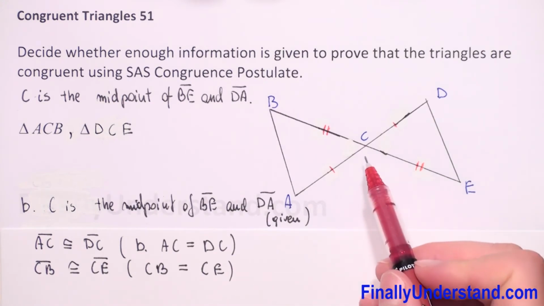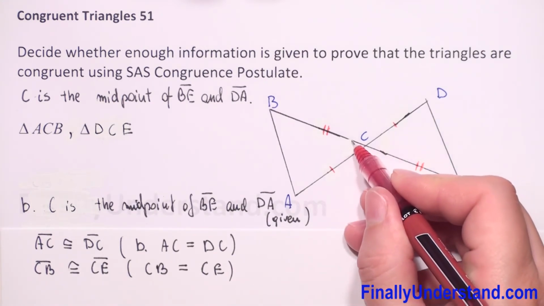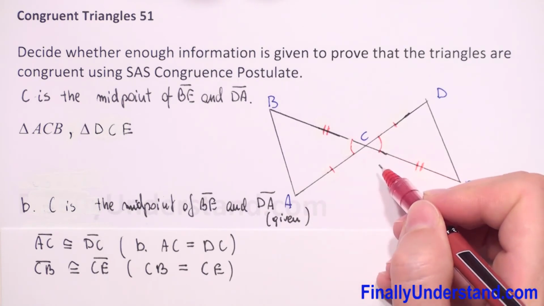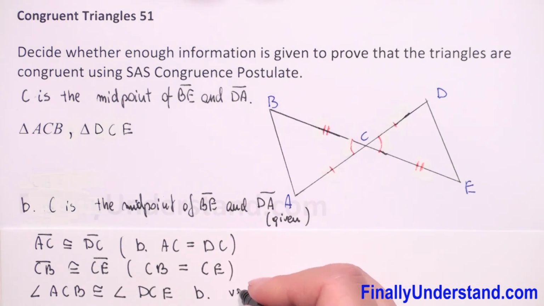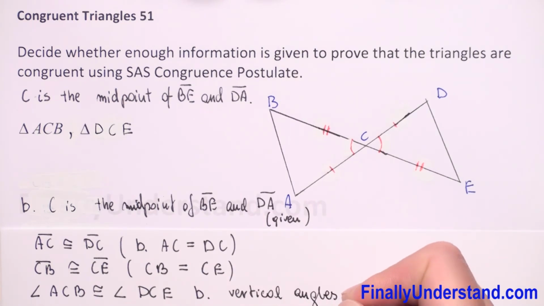And now we see that we have here vertical angles, and we know that vertical angles are congruent. So let me write that angle ACB is congruent to angle DCE, because they are vertical angles. Right, are congruent.